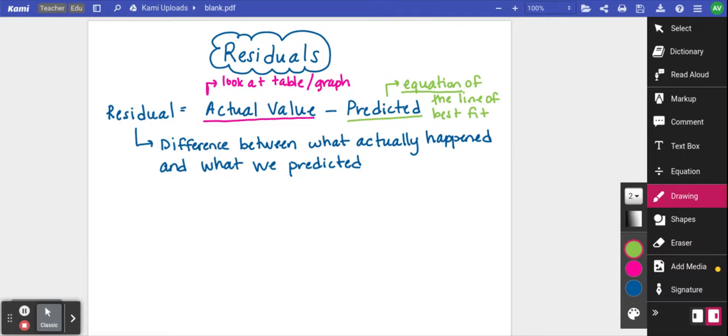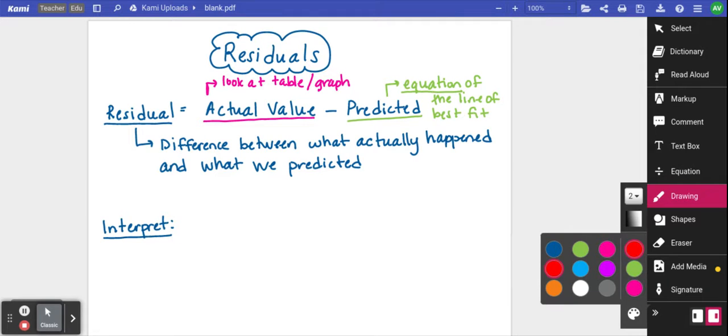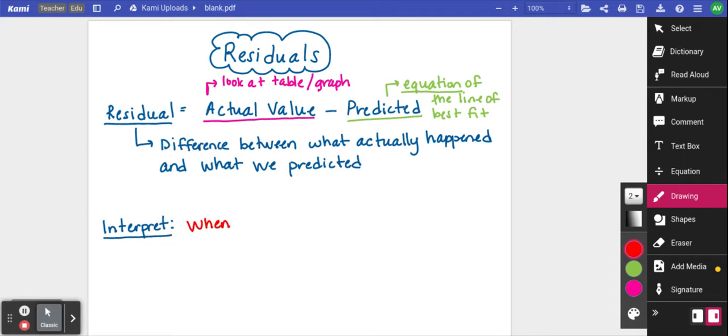Now, after we've calculated a residual, we're going to be asked to do two different things. We're going to be asked to interpret a residual, and we're going to be asked to determine whether our line of best fit was an overestimate or an underestimate. Let me give you an example of interpreting first. When we interpret a residual, every sentence is going to start the same way. When the x variable is some specific number.